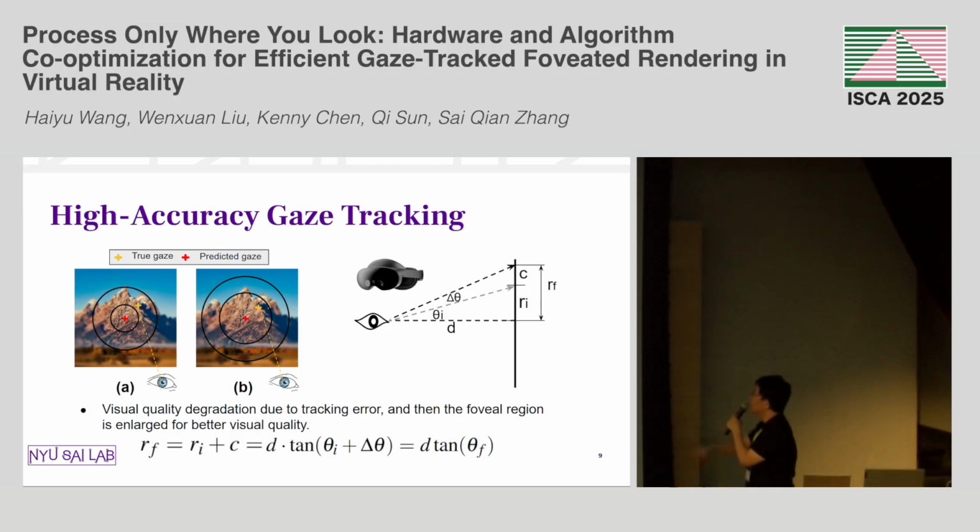So let RF denote the radius of the central foveal region, and D is the base distance between the human gaze and the VR display, which is usually a fixed value. And theta I is the angle subtended by the human pupil, which is usually also a fixed number. And delta theta describes the gaze tracking error. So RF is simply equal to D times tangent of theta I plus delta theta. So you can see here the smaller delta theta is, the smaller the radius is, the smaller the central foveal region is, and the smaller the rendering cost is.